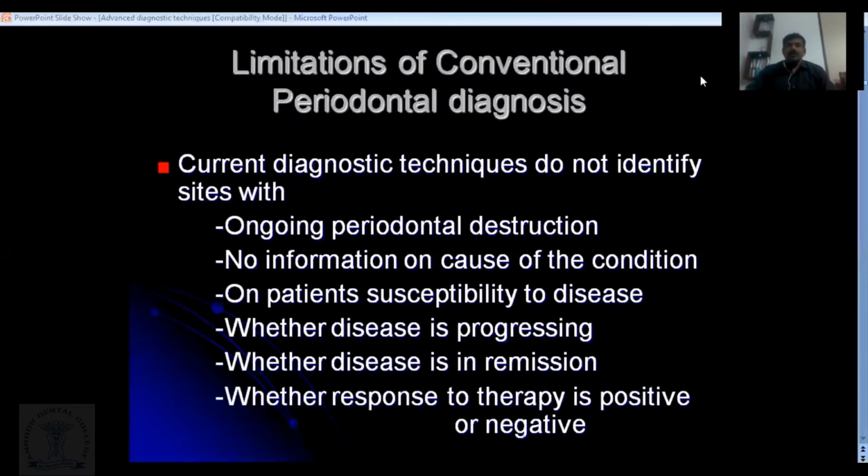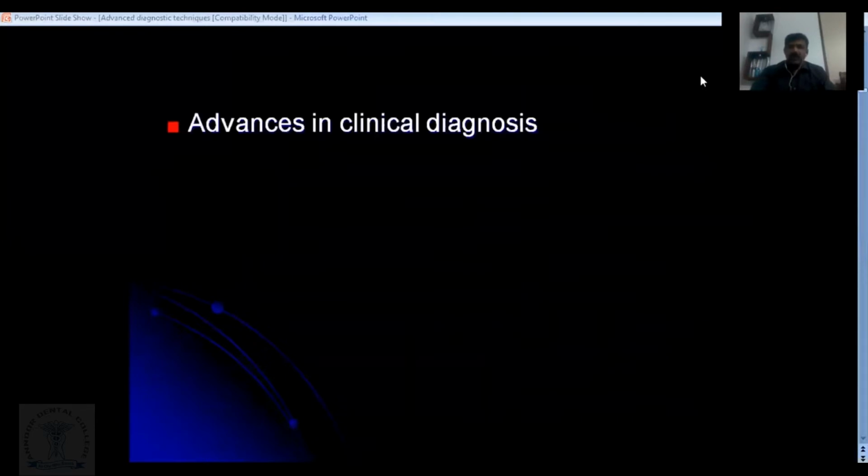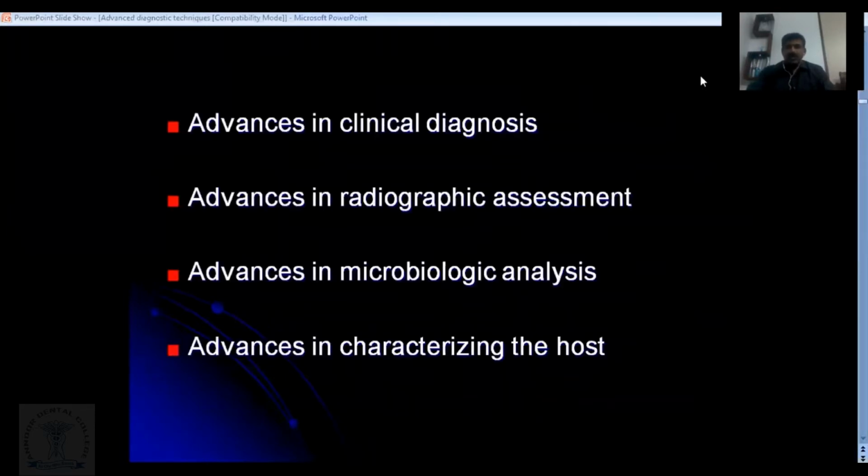So in this chapter, we are going to discuss the advances in periodontal diagnosis. You can classify these advances into four headings. One is advances in clinical diagnosis. Second is advances in radiographic assessment. Third is advances in microbiological assessment. And finally, advances in characterizing the host response.